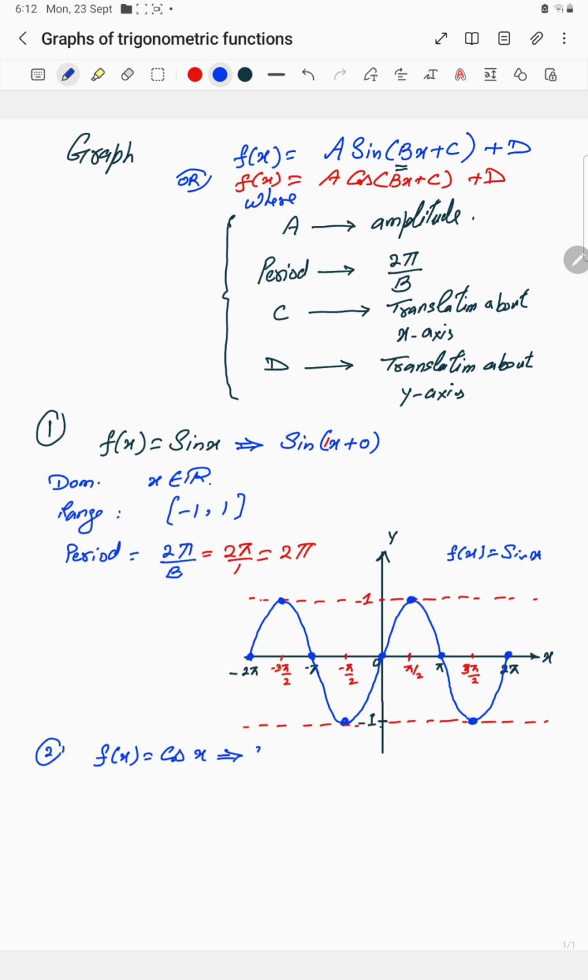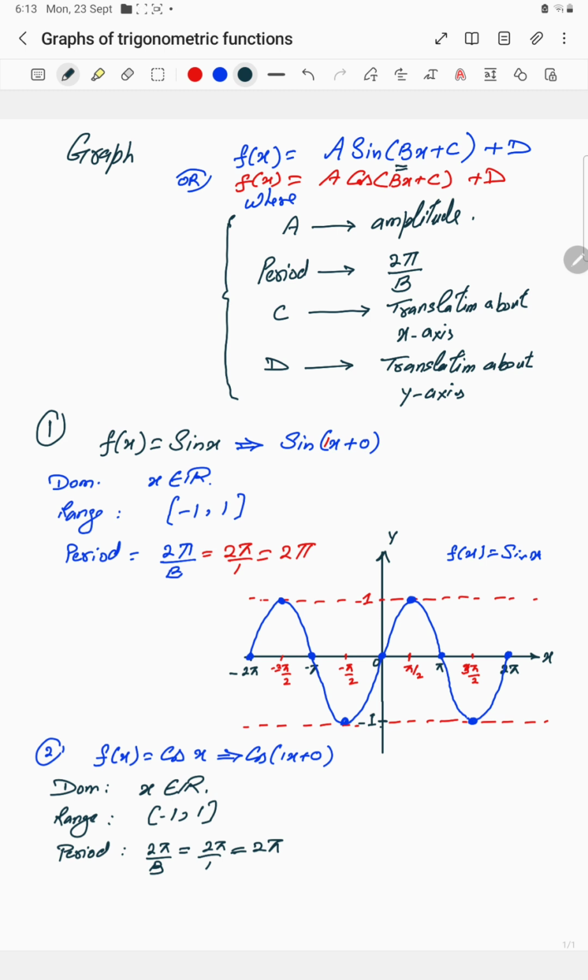That means cos of 1x plus 0 has to find the period, and it will help us to define it. So here the domain of cos is the same as of sine function, that is set of all real numbers. Range is also same, that is lying between minus 1 and 1. And what will be the period here? Period is 2 pi by b, and b is 1, so 2 pi by 1 means 2 pi is the period of this cosine function.